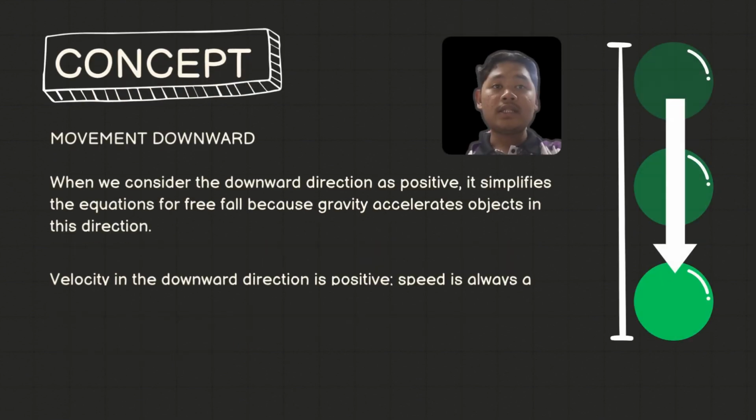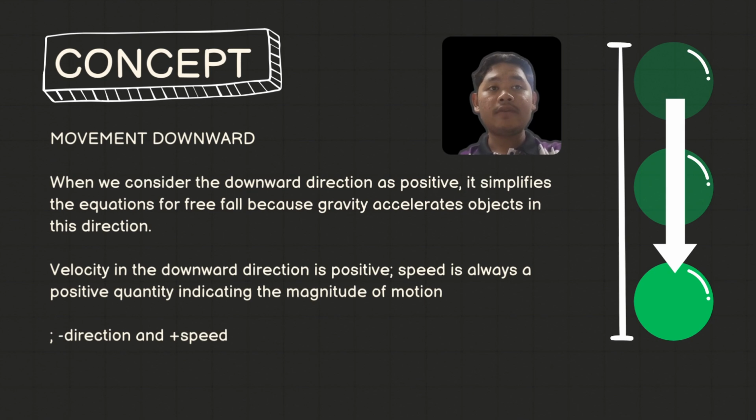When we consider the downward direction as positive, it simplifies the equation for free fall because gravity accelerates objects in this direction. Velocity in the downward direction is positive. Speed is always a positive quantity indicating the magnitude of motion. If the direction of the object is downward, the speed will increase.